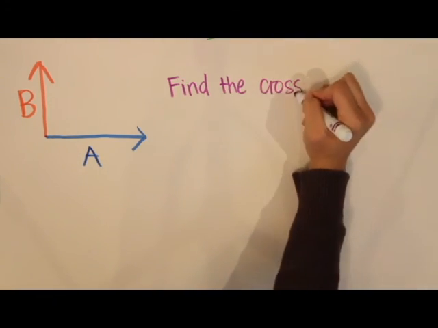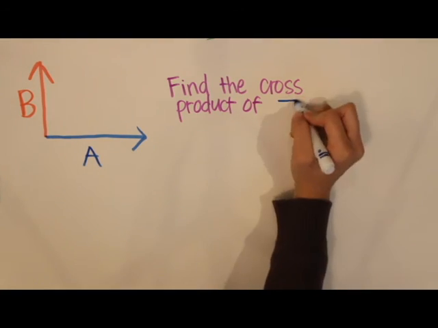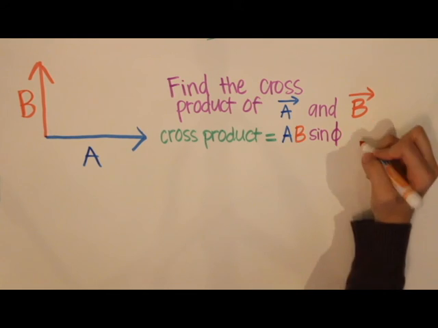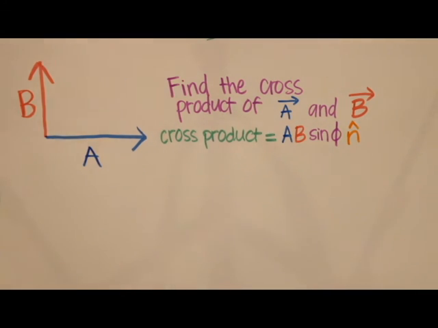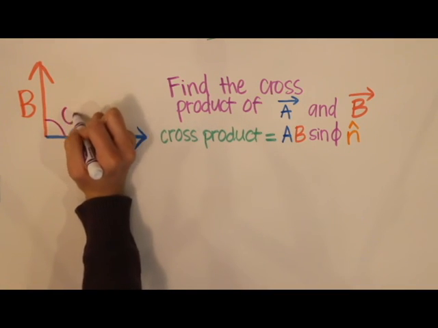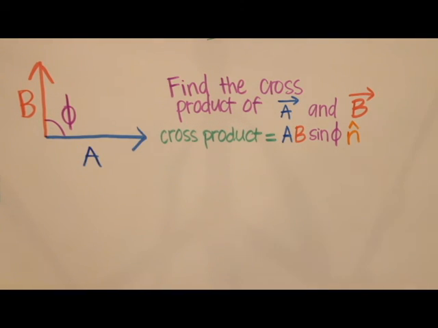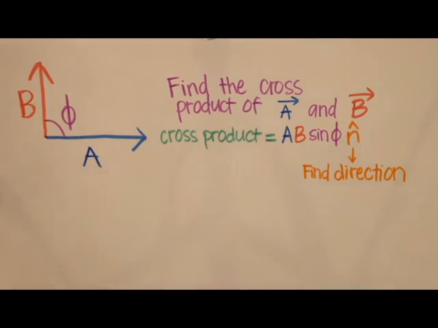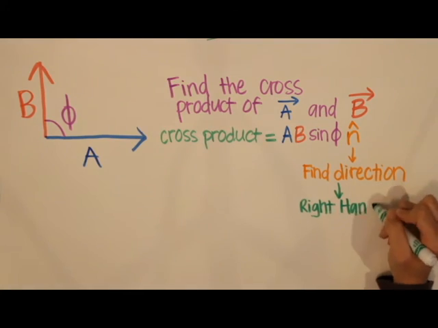To find the cross product between vector A and vector B, we're going to have to use the equation for cross product, which is A times B times sine of phi times the direction, where A is going to be the magnitude of A, B the magnitude of B, and phi the angle between the two vectors. To find the direction, we're going to have to use something called the right-hand rule.